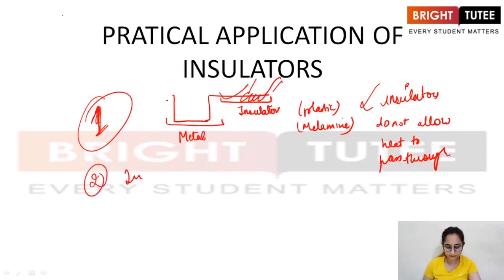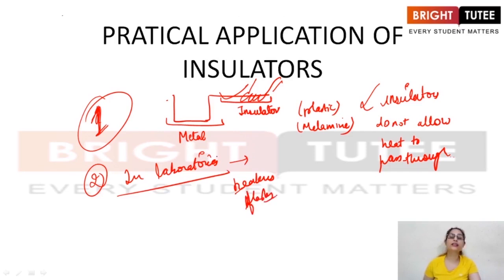And secondly, in laboratories, we have different apparatus which is utilized to hold the hot substances or beakers or conical flasks, you can say, which have been heated during the experiment. To hold them, we require some insulators. There are many applications of insulators, including these, right?